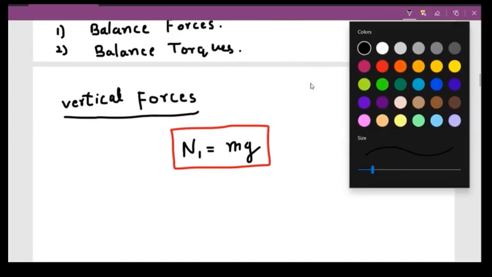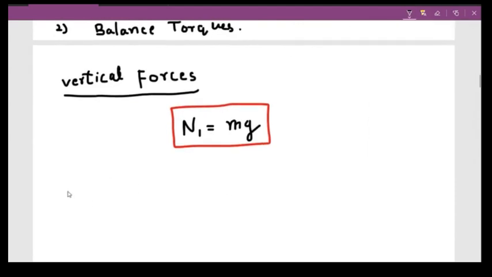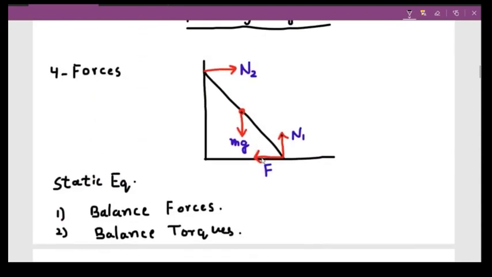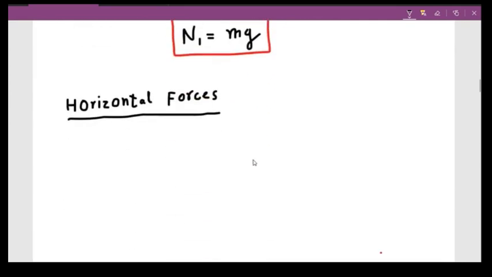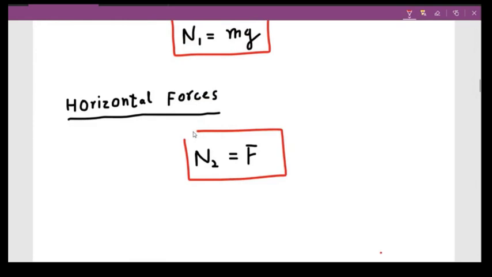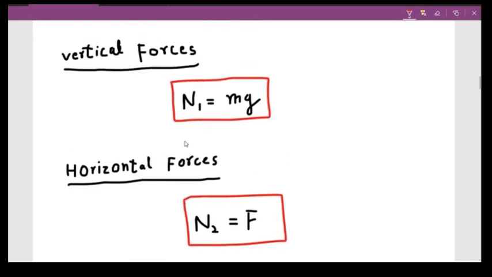Next come the horizontal forces. We have to balance all the horizontal forces as well. In this problem there are two horizontal forces, F and N2. N2 is given by the wall and F is due to static friction. They must also be equal in magnitude, that means N2 equals F. So we have balanced our horizontal forces as well.